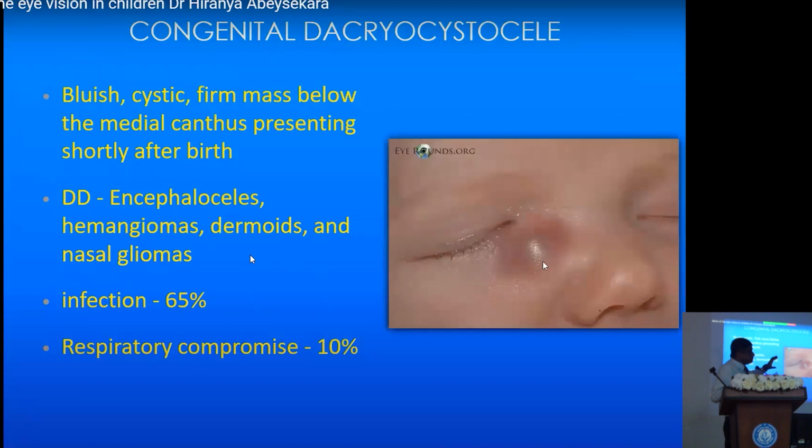It will look very angry if it is infected. That is called dacryocystitis. But this is a dacryocystocele, right? Congenital dacryocystocele. If it gets infected, you call it dacryocystitis. That needs IV antibiotics, things like that. But here you can manage conservatively. But if it is not resolving over 2 weeks, then the child will require surgery. We don't drain it from outside, we drain it into the nose.